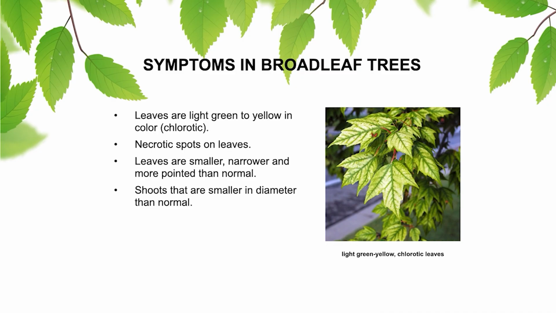Symptoms in broadleaf trees. Micronutrient deficiency symptoms in broadleaf trees cause many uniquely different symptoms, depending on the plant and the deficiency. Some of the more common symptoms include leaves that are light green to yellow in color, chlorotic. Necrotic spots on leaves. Leaves that are smaller, narrower, and more pointed than normal. Shoots that are smaller in diameter than normal.